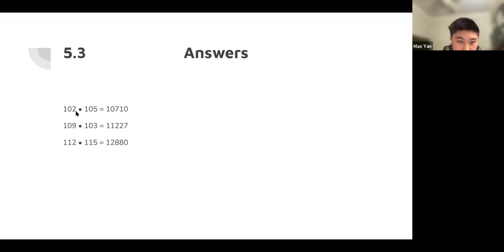Okay, so 5.3, we get 10,710. Then we get 11,227. And this one is more of a tricky one because 12 times 15 is equal to 180, but because it only takes up 2 places, we have to carry 1 over to 27, and we get 128.80.